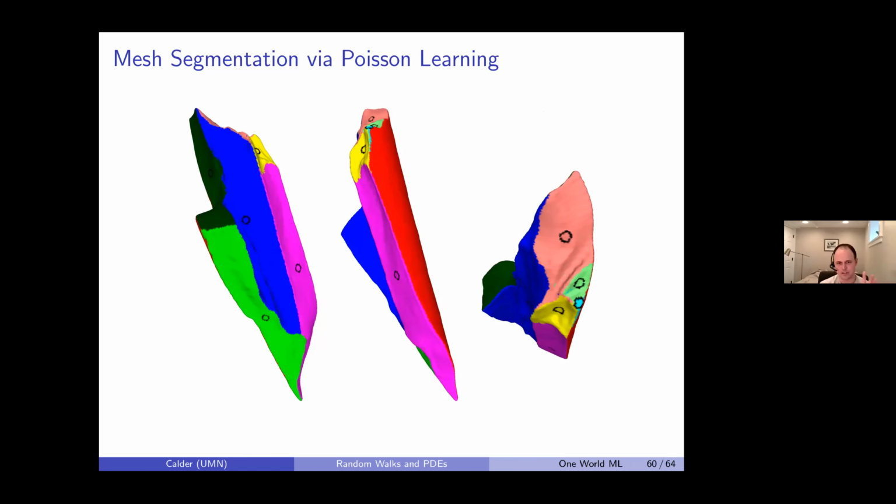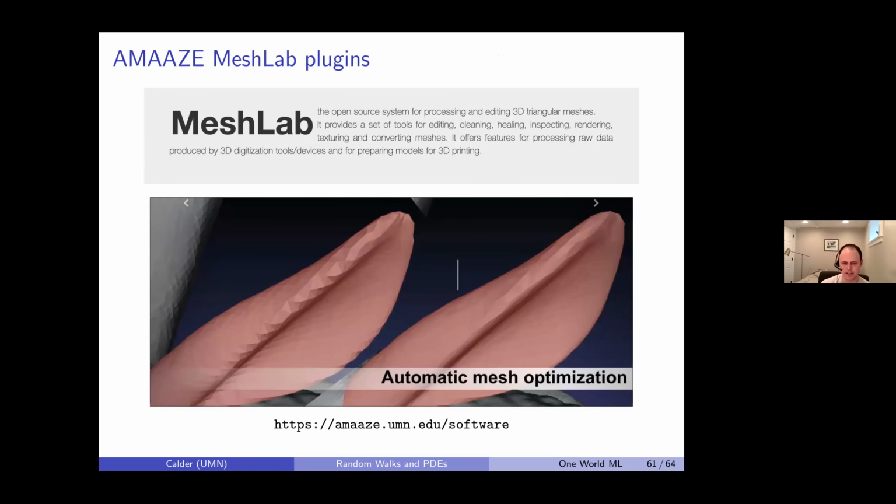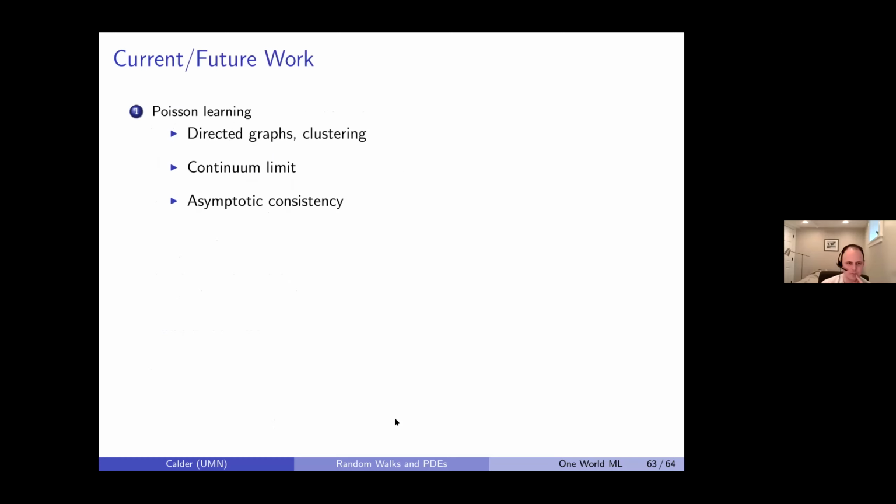These are screenshots from our MeshLab plugin. MeshLab is a mesh processing package. You can write plugins for this, and we have a plugin for the mesh segmentation and for other things that we've been working on. And you can find this stuff if you like at the software tab on our web page. So just a couple of words about future work.